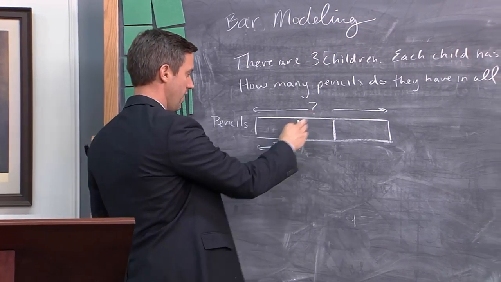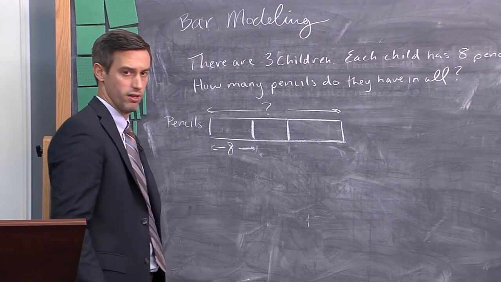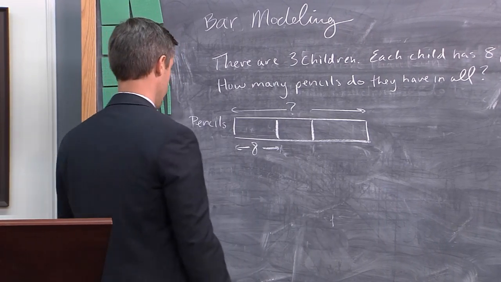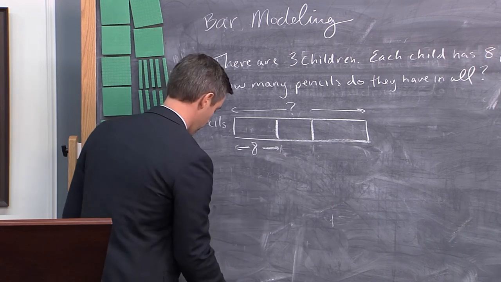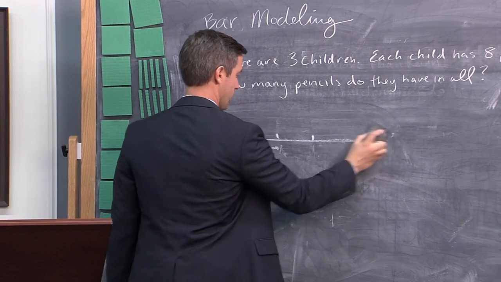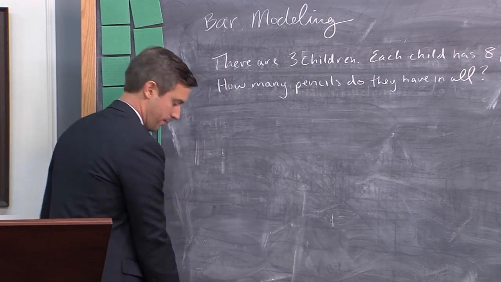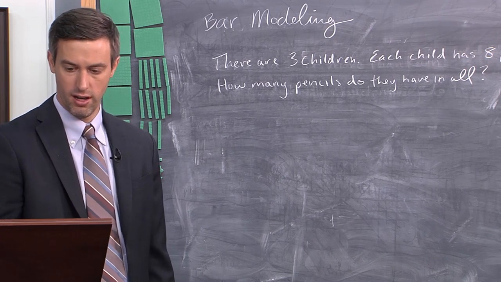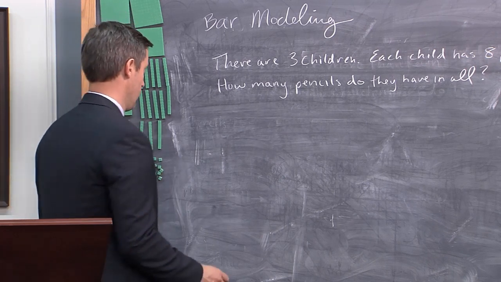So that's how I would set that problem up. There would be 8 times 3, which is 24 pencils. So they would have 24 pencils in all. I'm going to change this to a slight variation of the same problem. Mrs. Turner has 24 pencils.